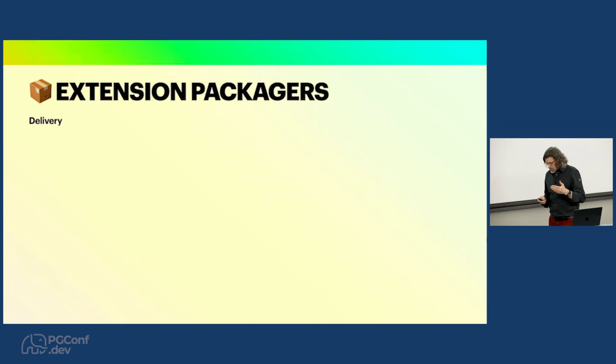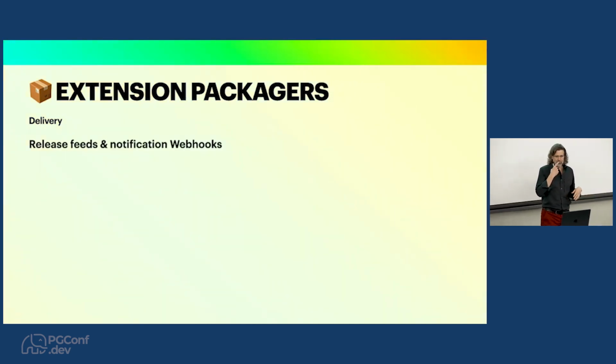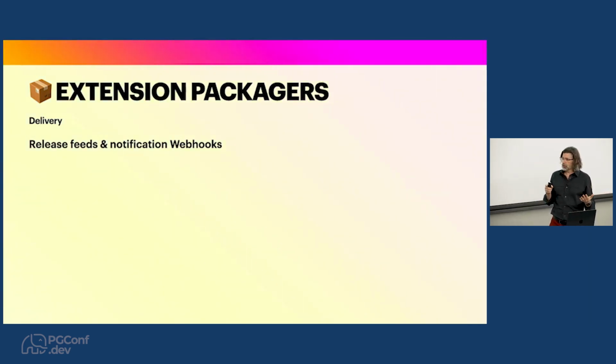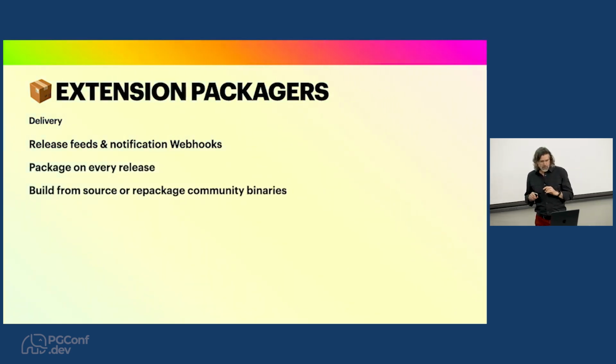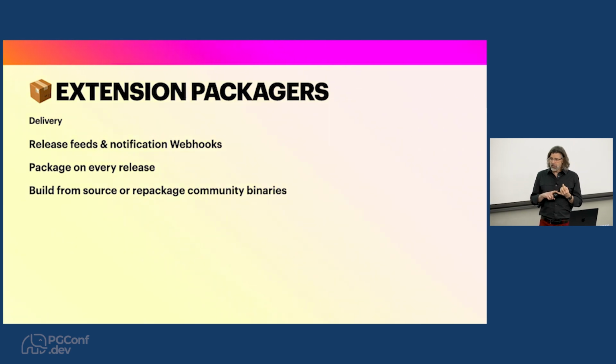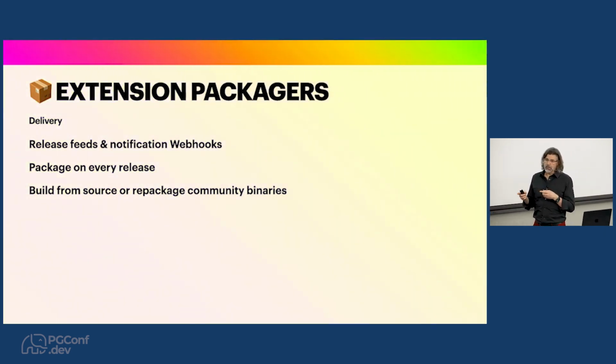So to meet these needs, some of which I'm projecting and Devram will correct me on, what we want to build are release feeds and notification webhooks. This is a system where we can publish RSS or Atom feeds for releases of things, but also potentially have a webhook system where we could have subscribers who would just have a service that's listening and get notified immediately upon release. This will allow them to package automatically on every release and build from source or repackage the community binaries that we like to build.